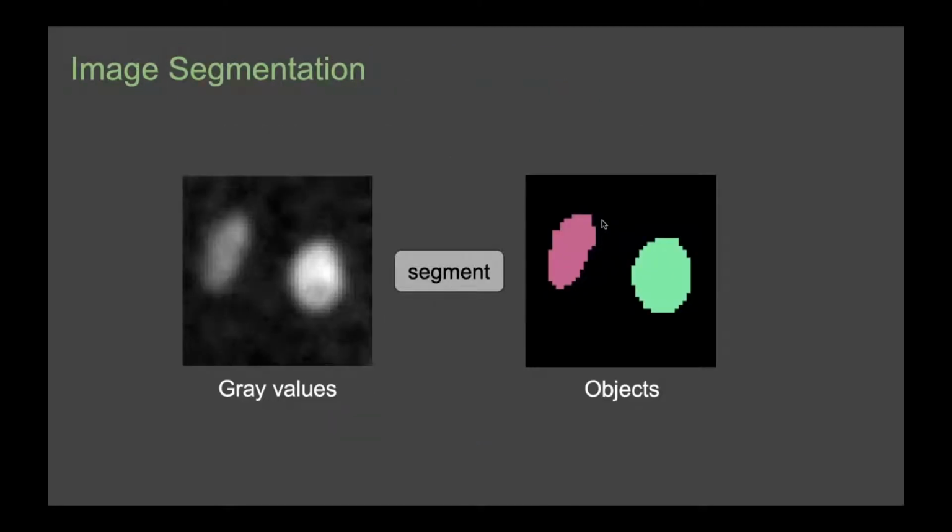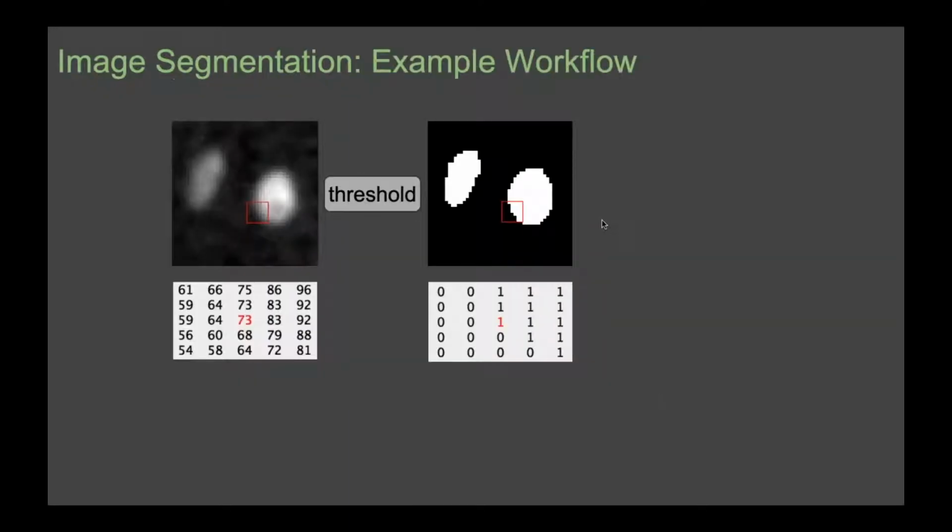All right, so the aim of all this filtering typically is to make it easier to so-called segment an image. And what does segmentation mean? It means basically going from gray values to objects. So that's what we quite often want. We want to, for example, count that in this image there are in fact 2 objects, and this is called a segmentation of the image. So how does that work?